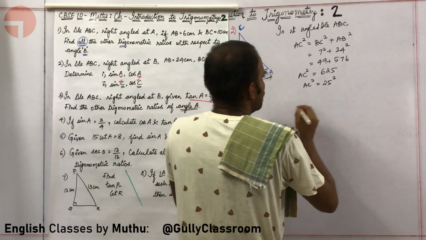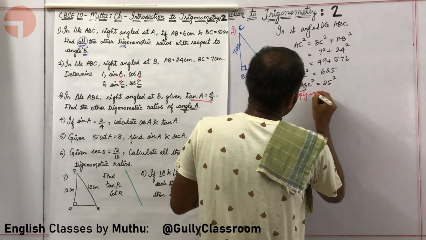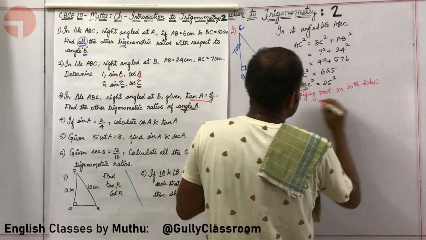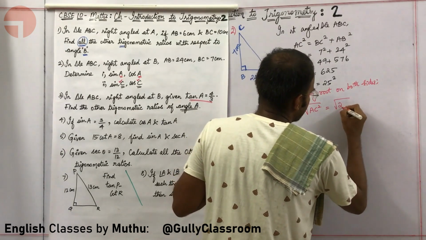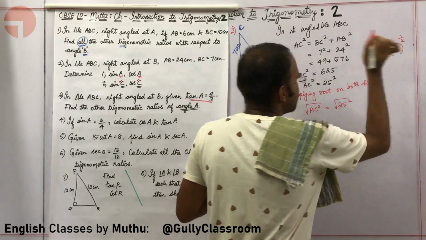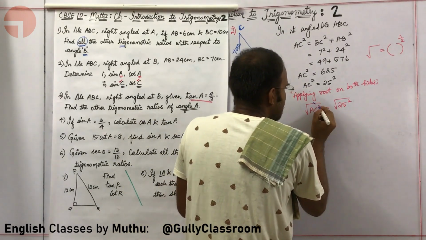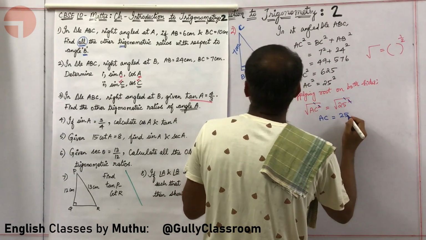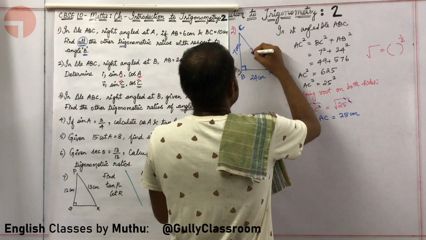Now what am I supposed to do? Once more you can apply root on both sides. If I apply root on both sides, what is happening? I am doing root of AC square is equal to root of 25 square. Remember, putting this symbol is nothing but power of half. So I can simply cancel this half along with this 2. So the value of AC is 25 centimeters.